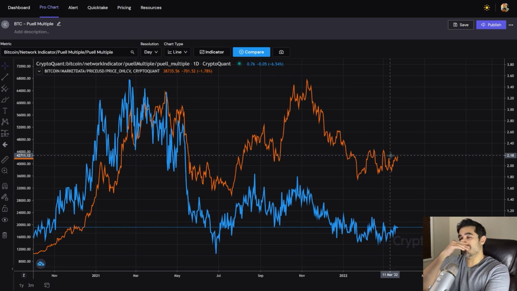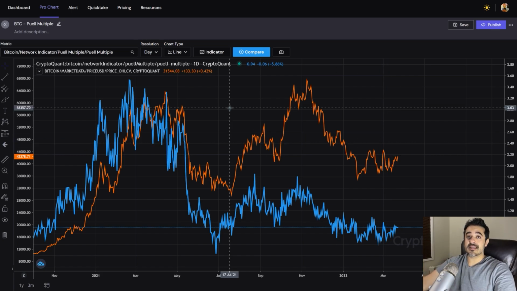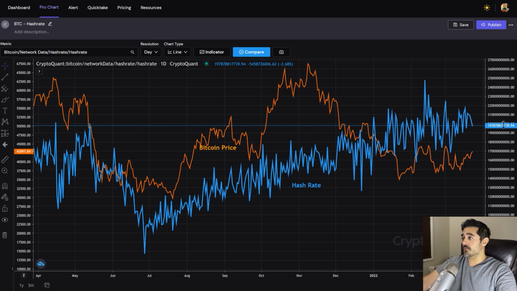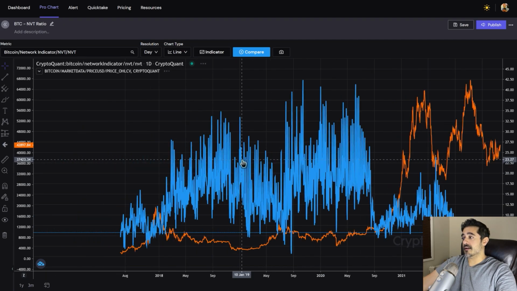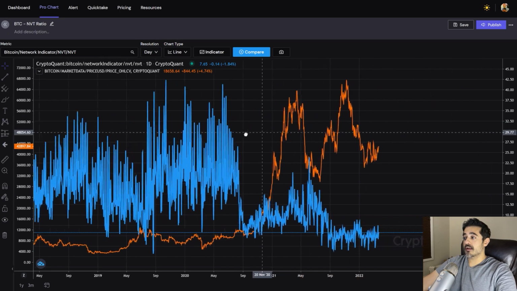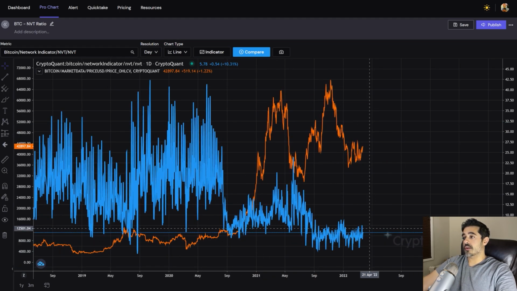You're seeing the amount that miners are accumulating. And then we look at the hash rate and we see that the network is still as strong as ever. We are still at very, very high levels of hash rate. And if we then look at the NVT ratio, which is the network value to transactions ratio, this is kind of valuing the Bitcoin network. We are still at levels so low here that Bitcoin is tremendously undervalued.